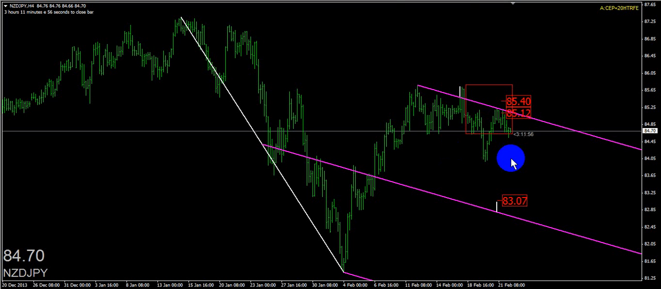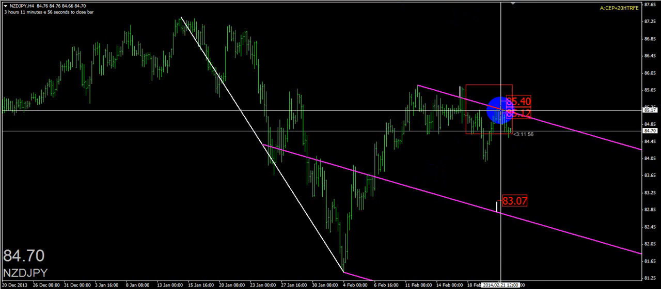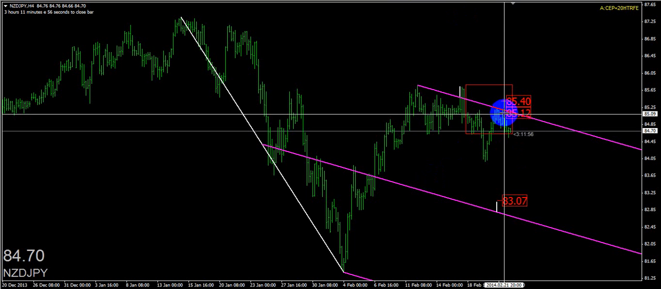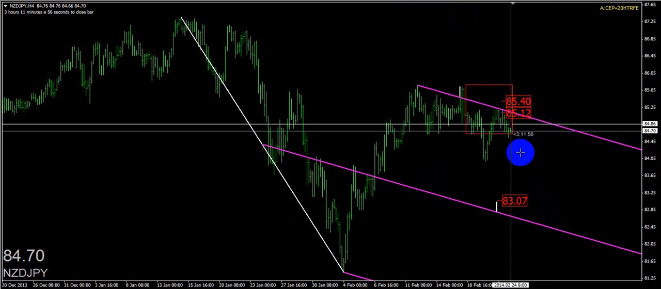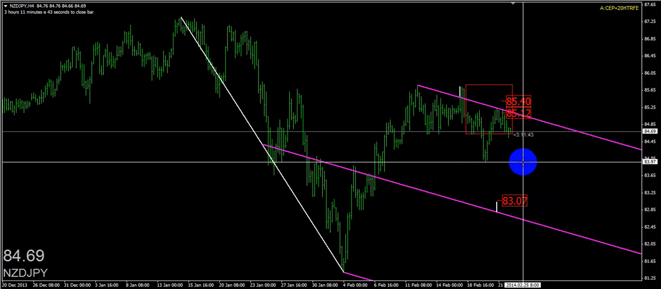For the New Zealand Japanese yen, I'm actually break even in a position, not on this broker, but I'm break even in a position here. I'm looking for a potential drop, continued drop, if yen gains in weakness this week.